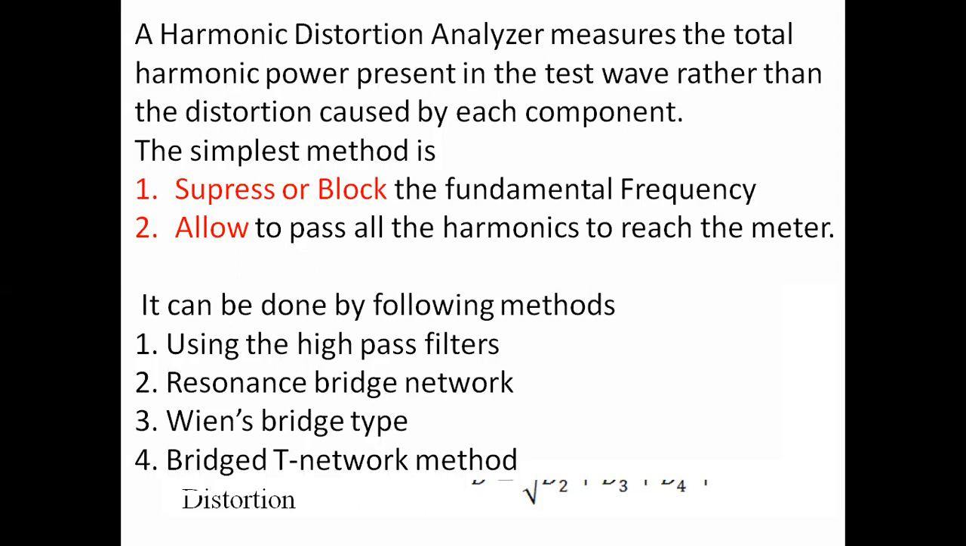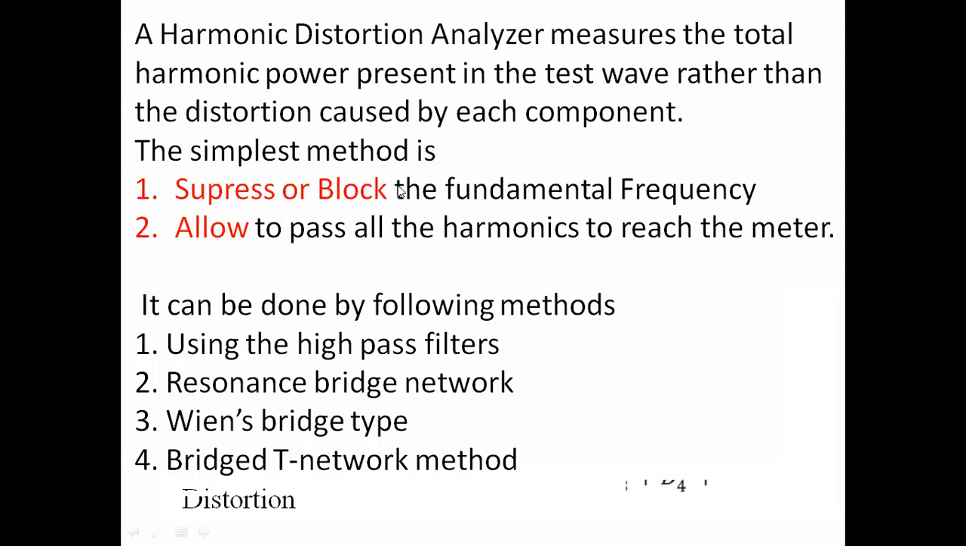Okay, this is done by the simplest method: suppress or block the fundamental frequency. So the first step is to suppress or block the fundamental frequency. We don't need to measure the fundamental frequency, since distortion occurs at the harmonic components. Total harmonic distortion is caused by the distortion of the harmonic components. So we have to suppress the fundamental frequency and allow all the other harmonic components to reach the meter.